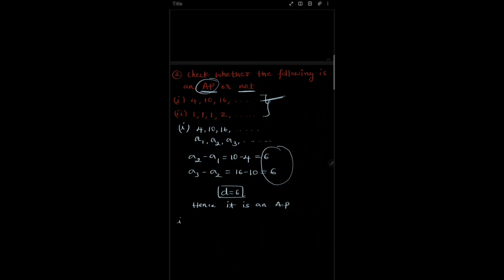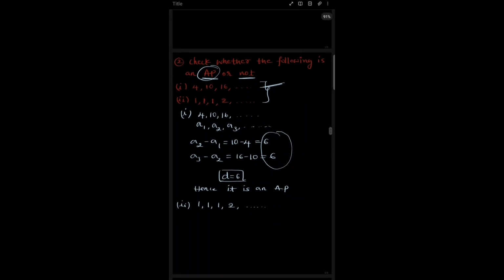So next problem, second problem. Given 1, 1, 1, 2. So you need to check whether it is an AP or not. So first generally we can write the first term as A1, second A2, third term A3, fourth term A4. Okay. So subtract the consecutive terms. You need to check all the terms because in the middle there is a different number. So you have to check all the numbers. So A2 minus A1, I get 1 minus 1 is equal to 0.